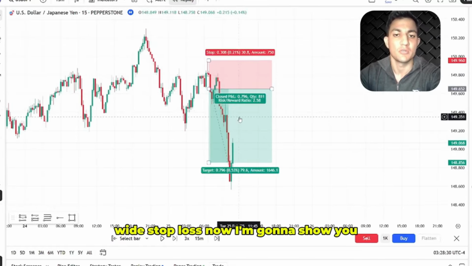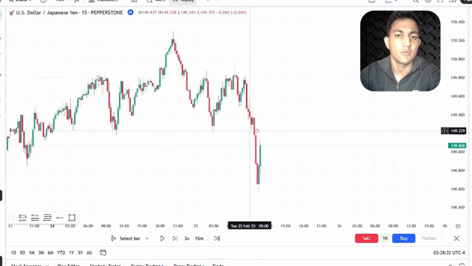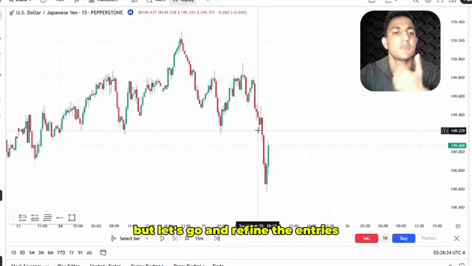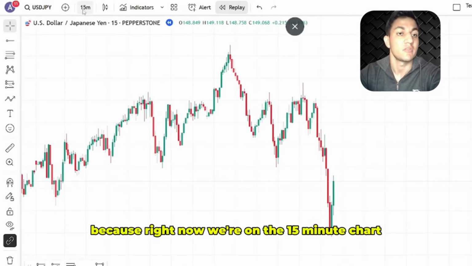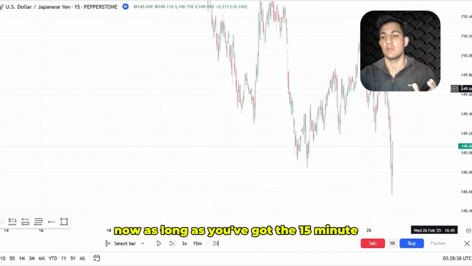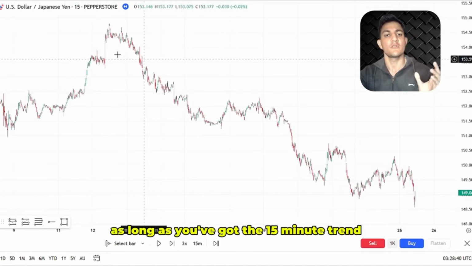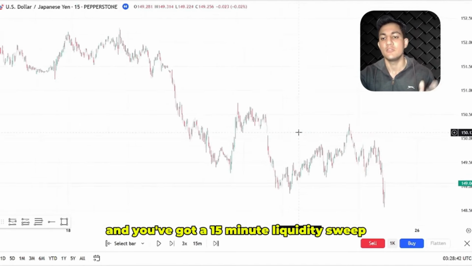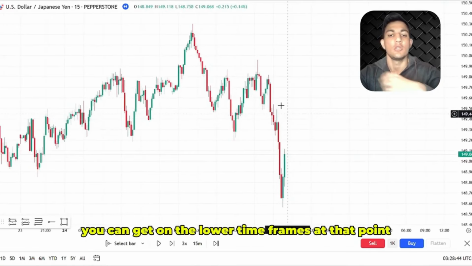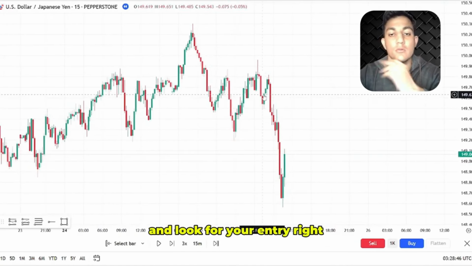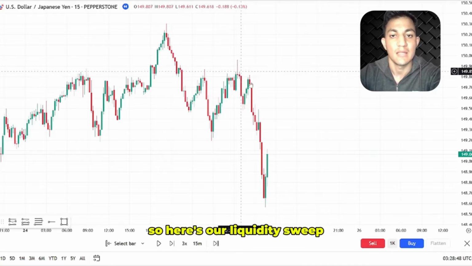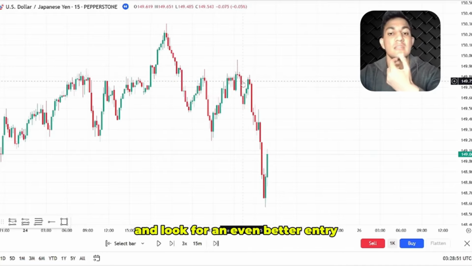Now I'm going to show you. Let's just remove this. Let's not finesse the entries, but refine the entries, because right now we're on the 15-minute chart. As long as you've got the 15-minute trend and a 15-minute liquidity sweep, you can get on the lower time frames at that point and look for your entry. So here's our liquidity sweep. Let's get onto the lower time frames and look for an even better entry.